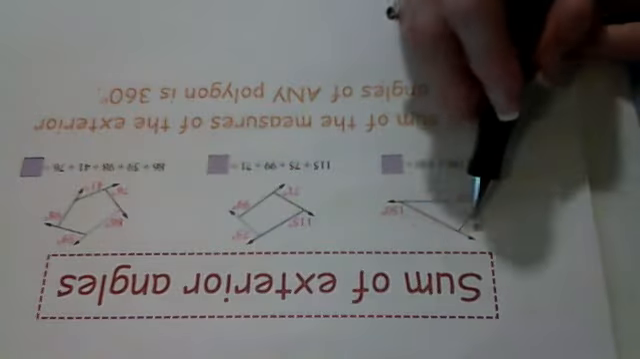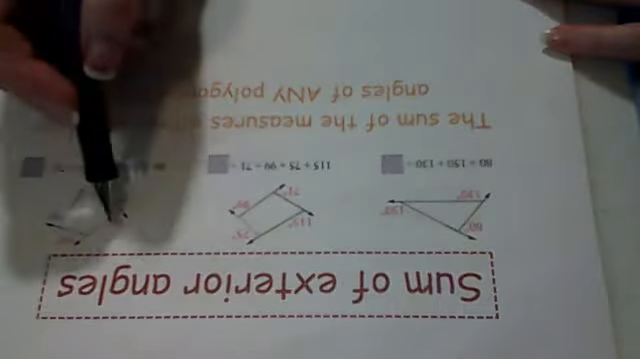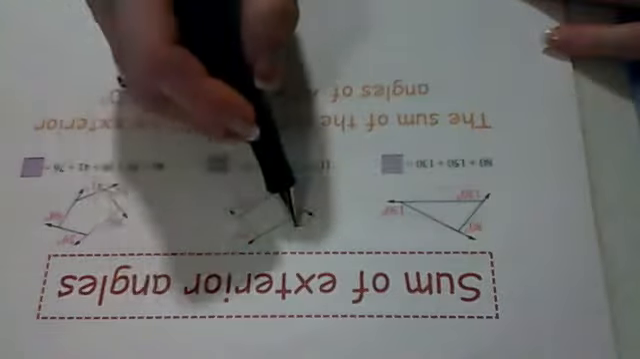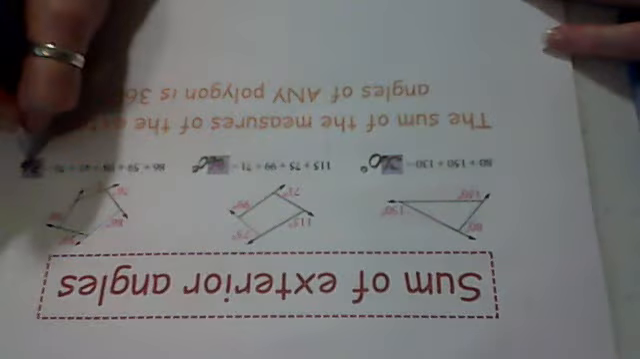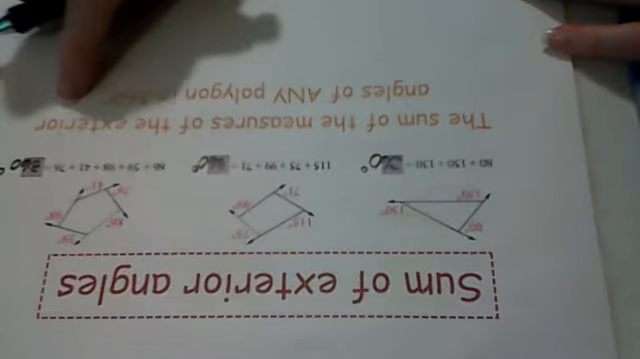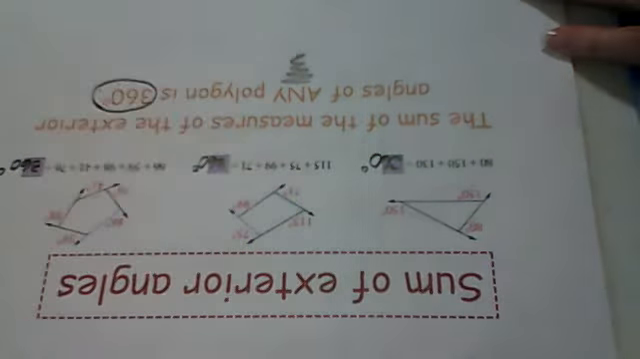Now let's talk about the exterior angles. We'll talk more about this on Monday, but the sum of the exterior angles, if I look at this, I've got a triangle, a quadrilateral, and a pentagon with all of the exterior angles filled in for you. And notice that each set sums to 360 degrees. So the sum of the measures of the exterior angles of any polygon is always 360 degrees.